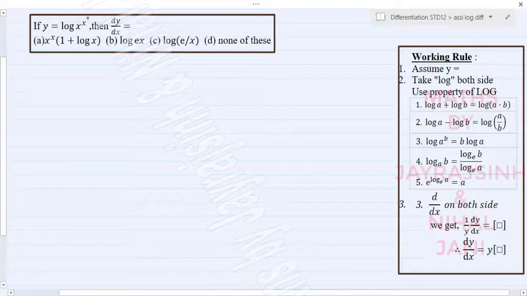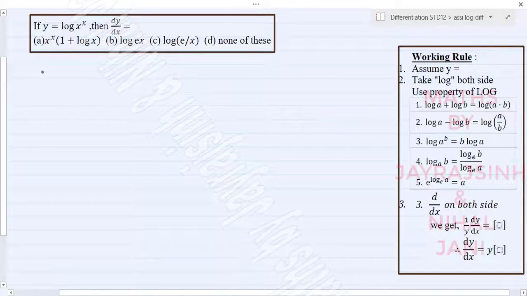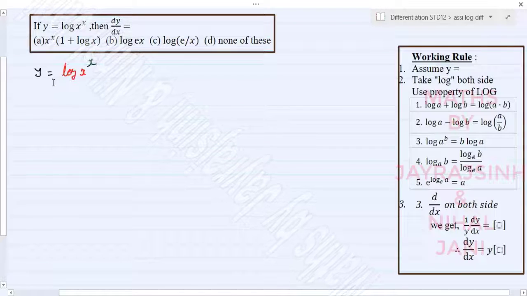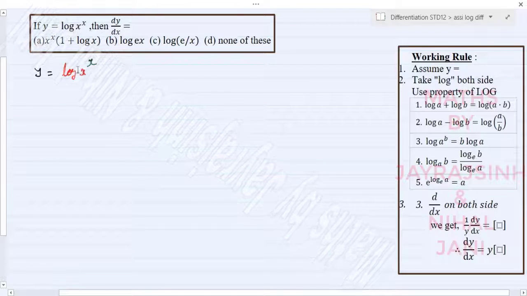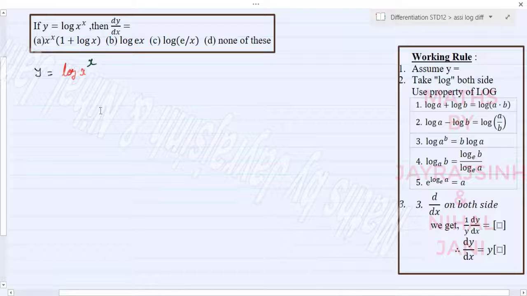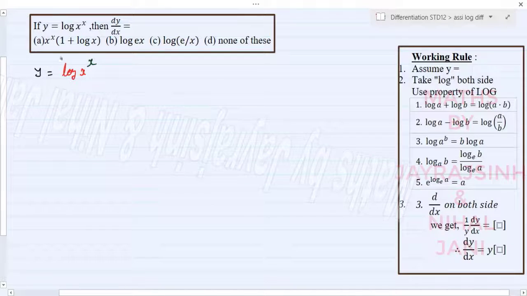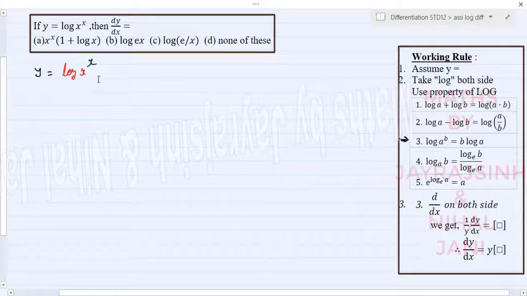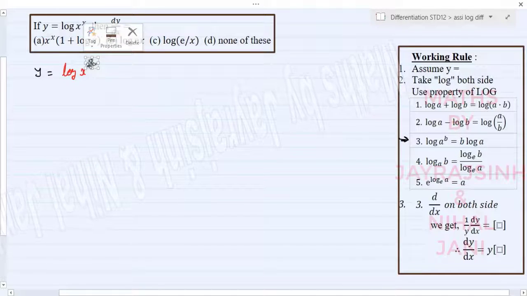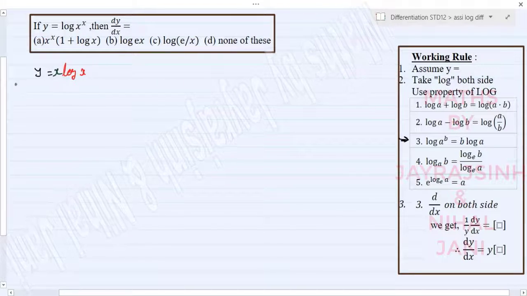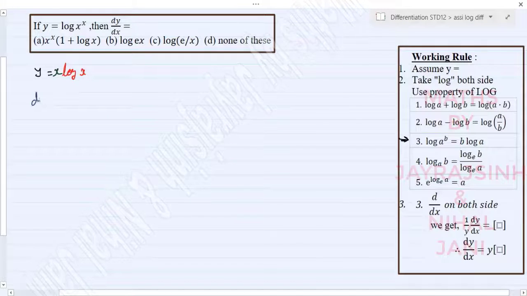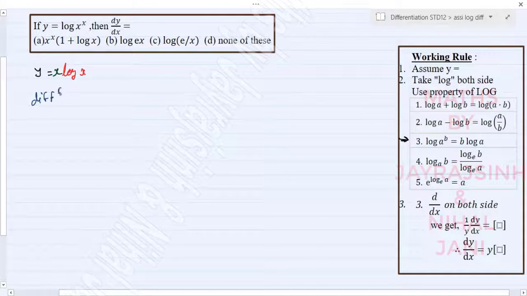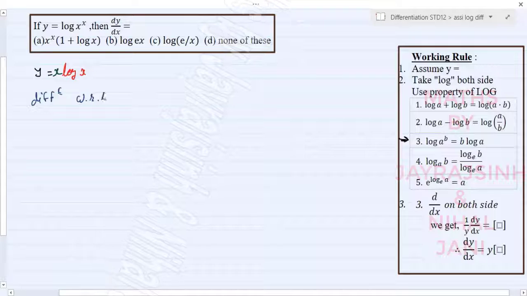If y is equal to log x raised to x, then we have to find out dy by dx. Here, as you can see, we already have log x raised to x, and without taking any extra log, we can apply the third property to move this x to the multiplication. Now simply differentiate our equation with respect to x.